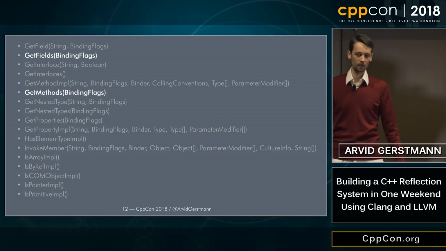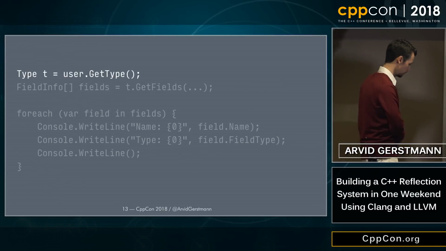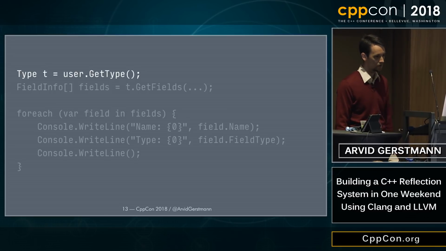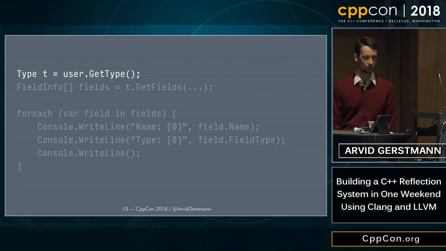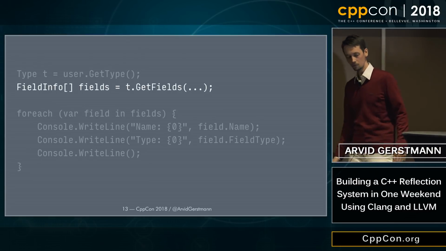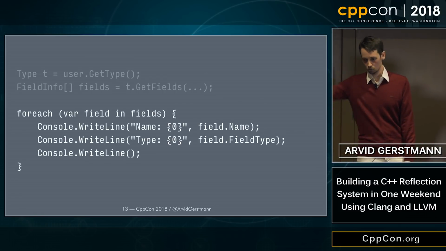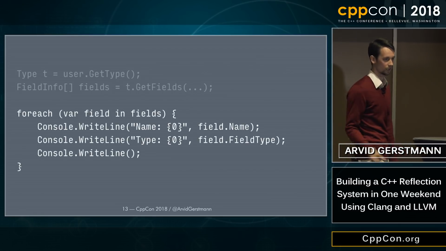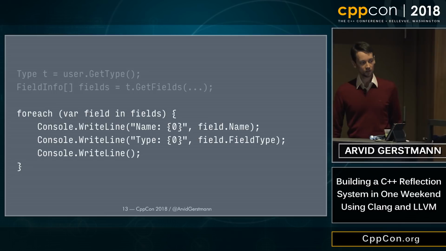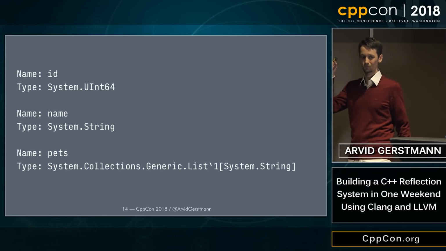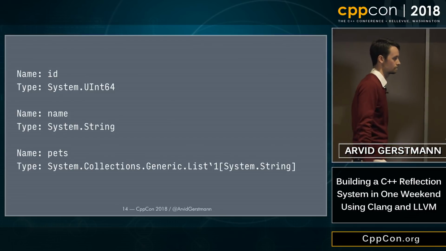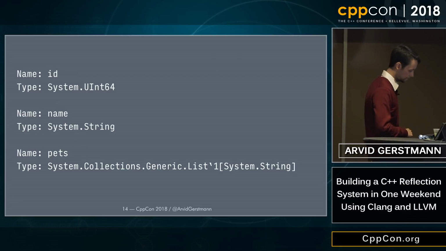Now we need to take a look at how we can actually use that. So here's a quick example, which is still using the user variable which we created before. We will get the type by calling getType on it. Then we will get all the fields, put them in a field info variable, and then we just iterate over them. We iterate over all the variables and just print some information about them. In this case, we print the name and the type. If you now look at the console, we see that. And this is the representation of the struct available at runtime. So this is pretty darn cool.